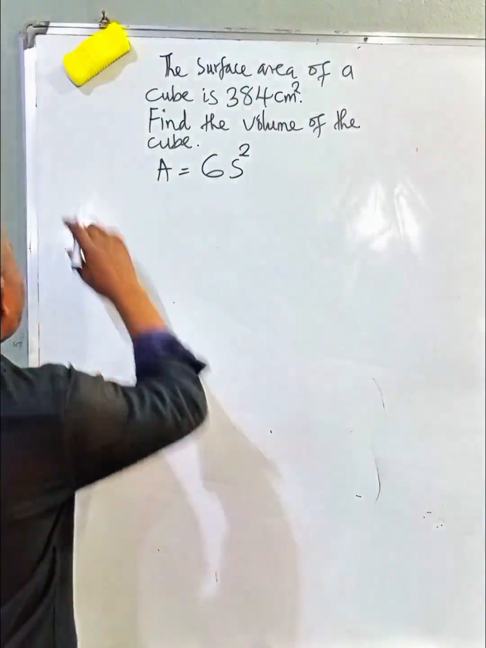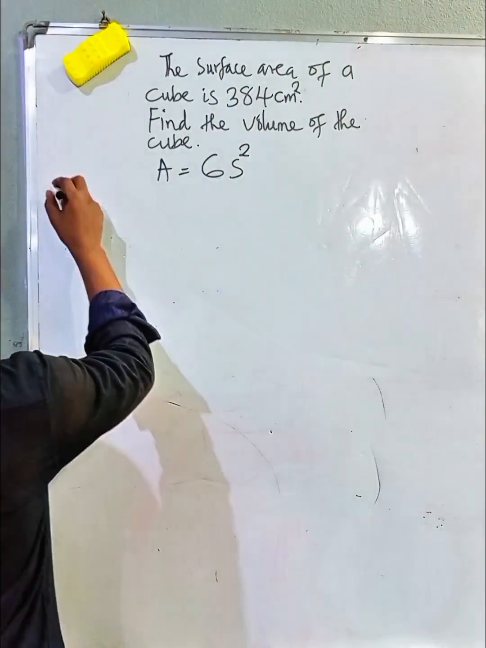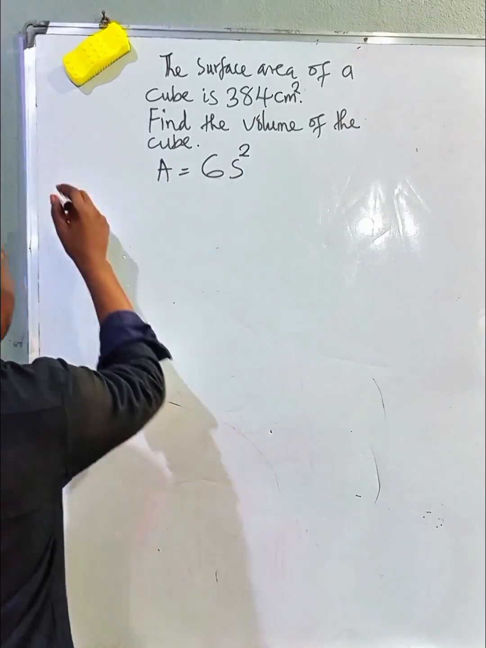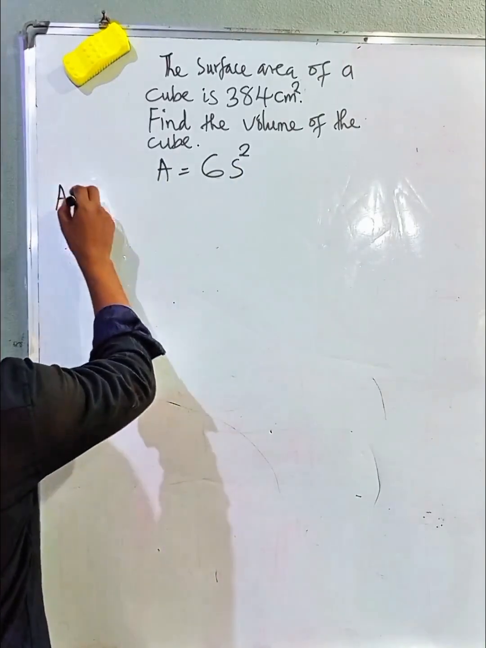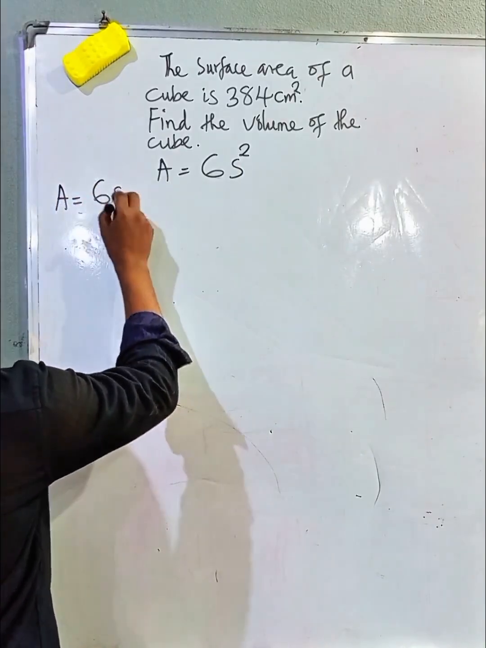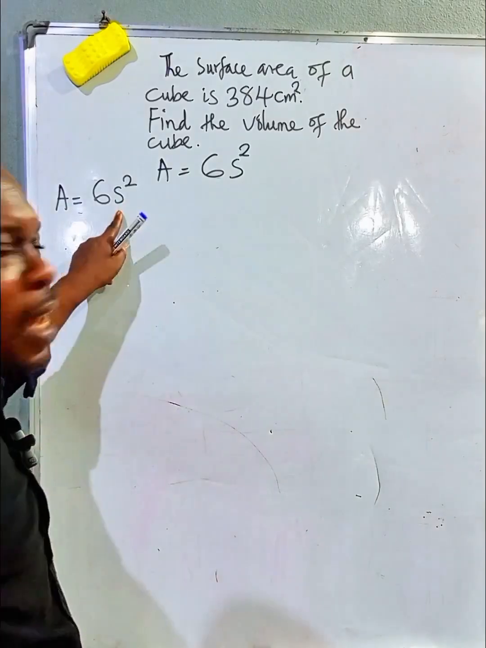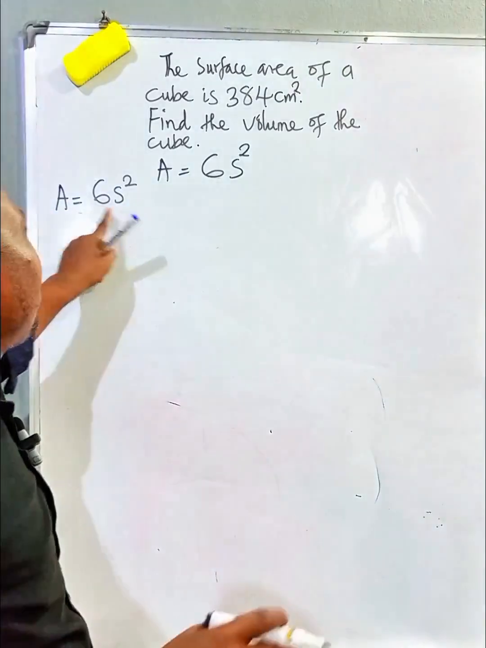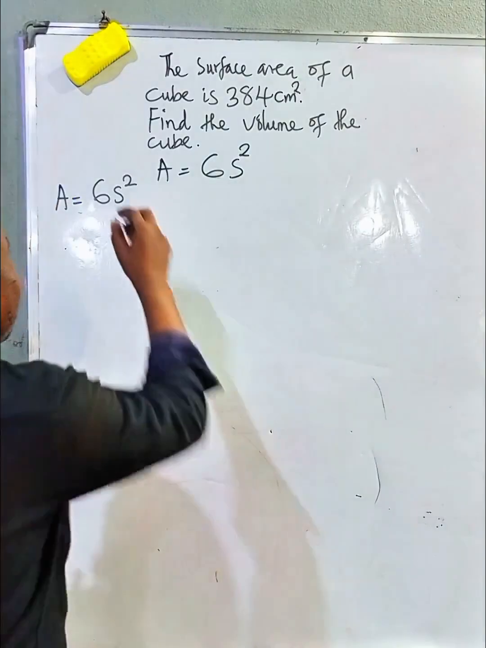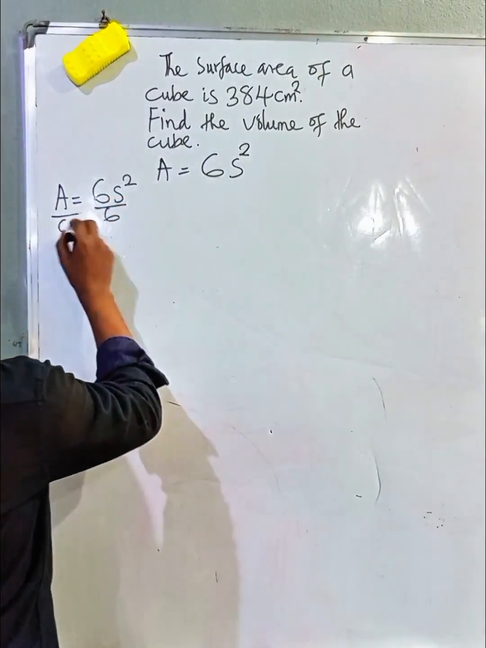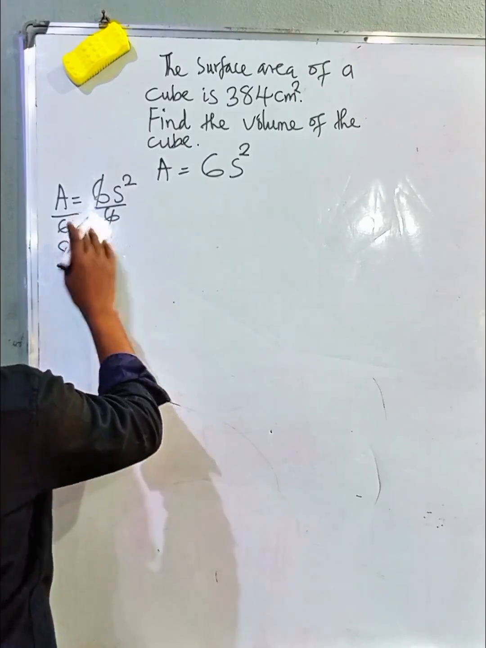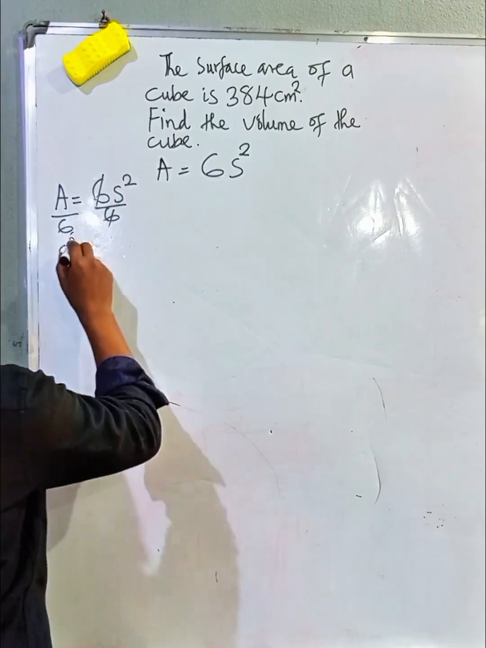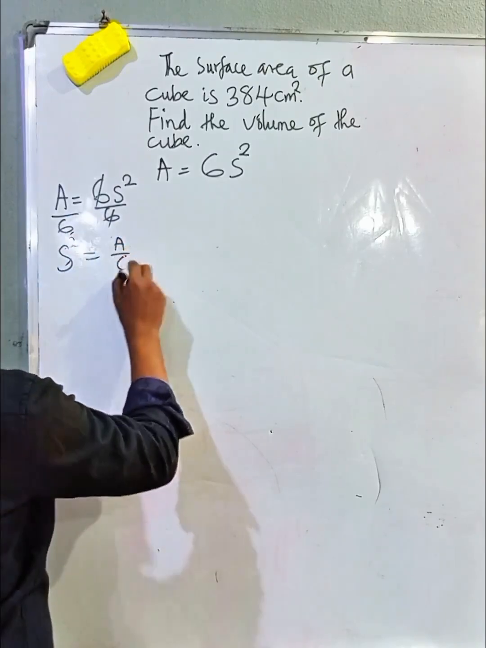Okay? And then we have to make S the subject of the formula, where A is equal to 6S squared. We are making S the subject of the formula, which means we are going to divide both sides by 6. We divide by 6 and we divide by 6. The 6 and 6 cancel. We have our S squared to be A over 6.